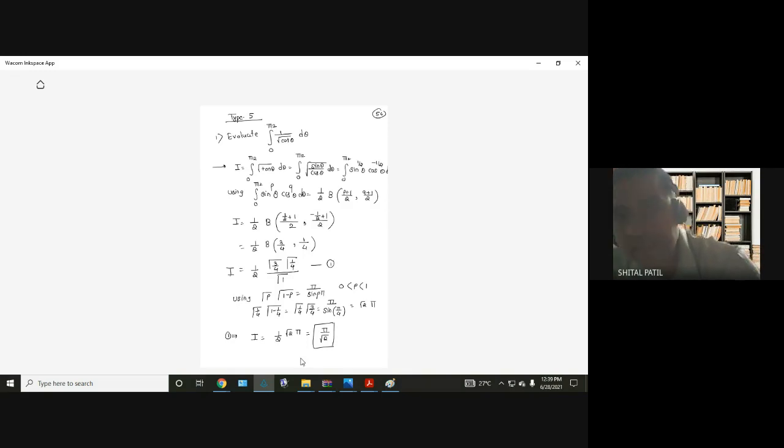If you don't know the beta function formula, it is very difficult to solve the integral. You might have observed that whatever integrals we are solving now, if you don't know the beta function, it is difficult to solve the examples on beta function. The gamma function is also important. If you don't know the gamma function and beta function, solving these examples will be very difficult. Hope this is clear now.